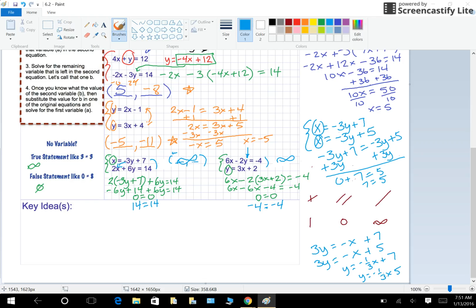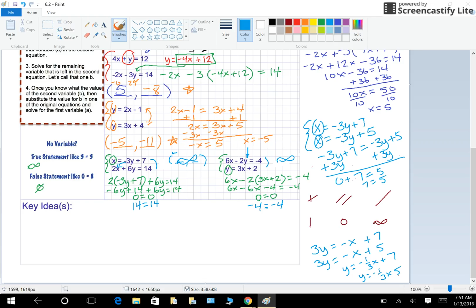So these lines have the same slope, so the lines are parallel. They're just one is shifted up higher than the other. It starts at 7, where the other one starts at 5. They're parallel lines. If I had put these both in slope-intercept form and compared them, and they both had the same slope and the same y-intercept, then I would know that they are the same line.